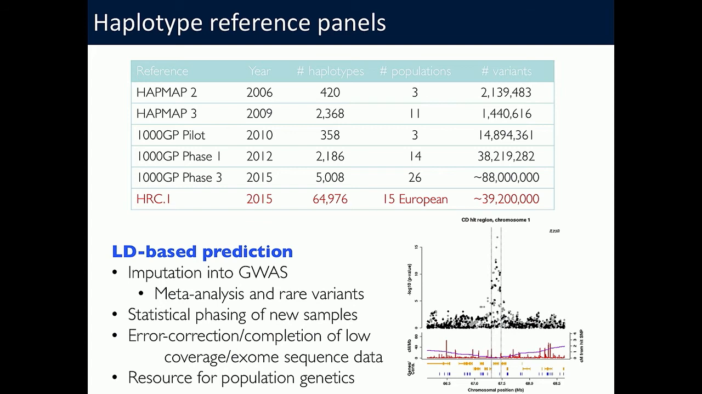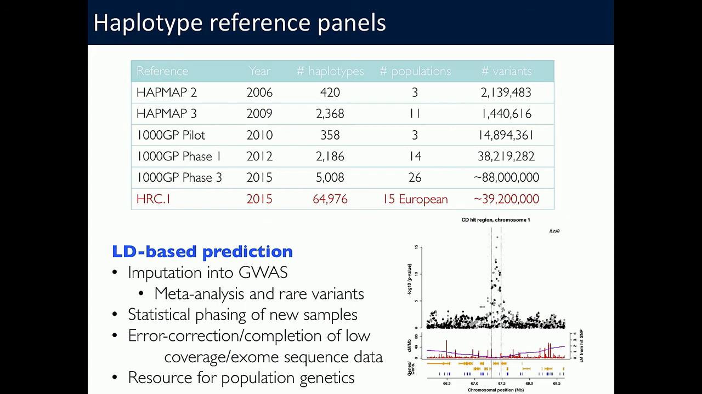So meta-analysis on rare variants. Also, we can use this for statistical phasing of new samples. We can take a diploid and try and tease apart the haplotypes using known haplotype structure. This is the same technology that underlies the low-coverage sequencing, which Daniel referred to, so that we're sharing data between individuals based on haplotype matching, on sequence matching.